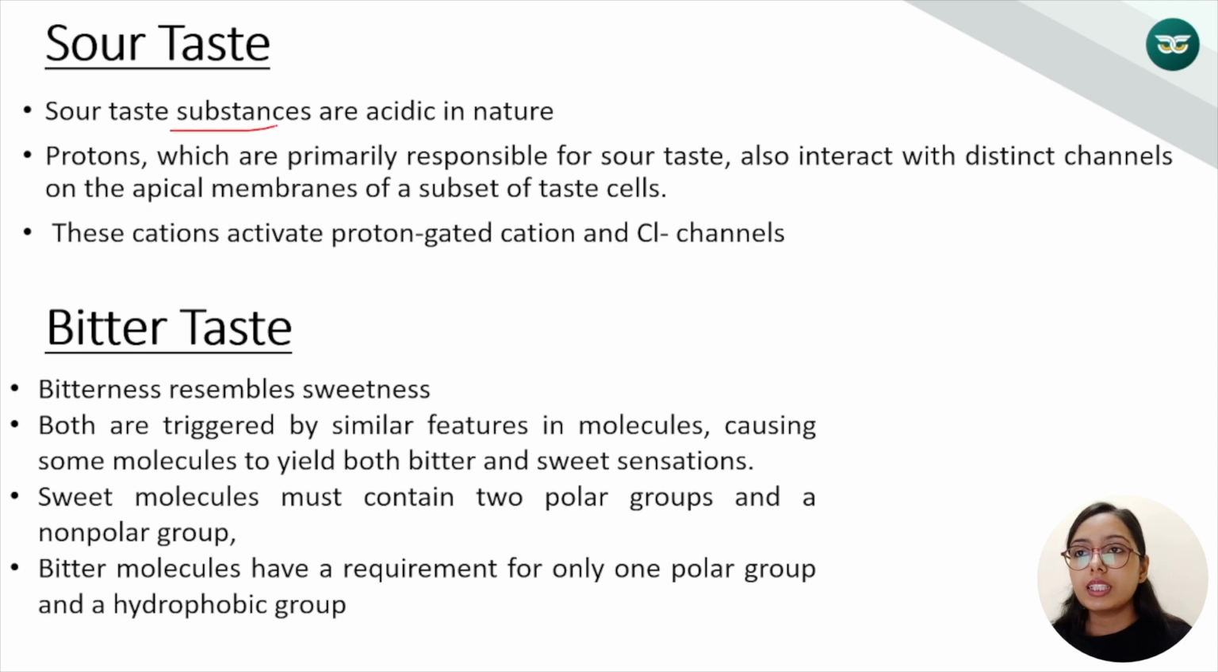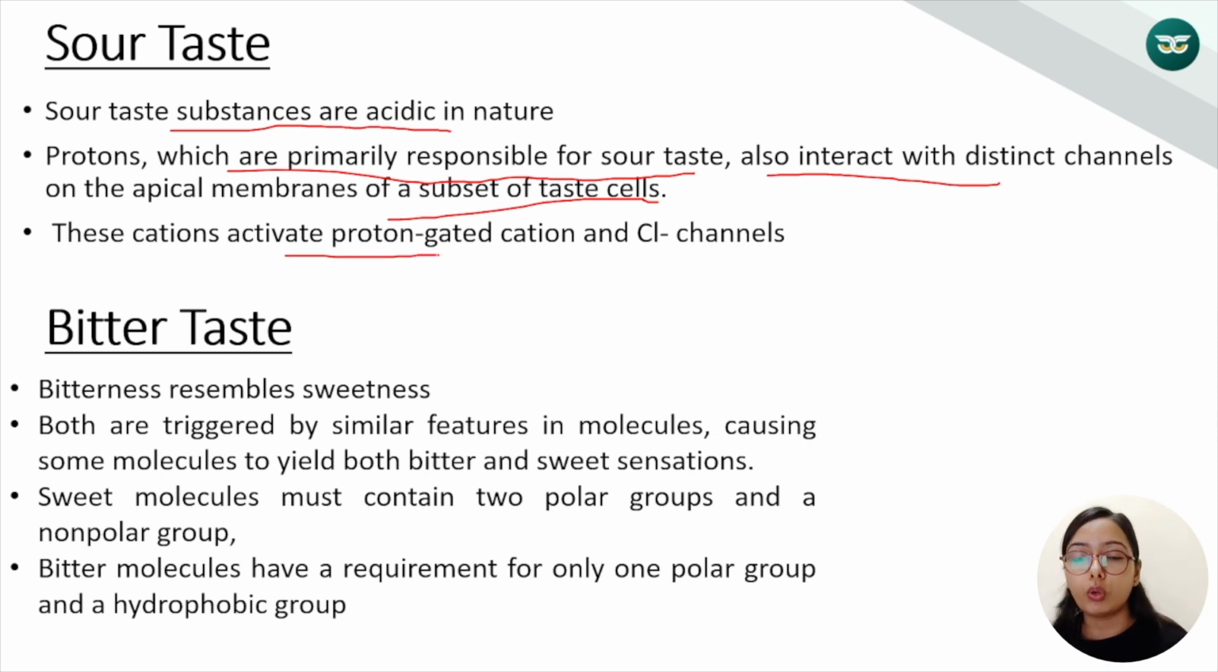So the sour taste is basically produced by substances which are acidic in nature. As we all know, the protons, which are the H+ ions, are primarily responsible for the sour taste, and they interact with distinct channels present on the apical membrane of a subset of the taste cells, as we just discussed. These cations activate the proton-gated cation and chloride channels. When we eat a sour or acidic product, the hydrogen ion or proton channel gets activated. However, the diffusion is slightly slower in comparison to that of the sodium ions.